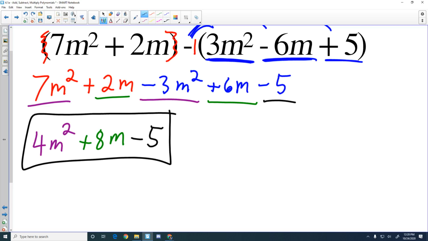And boom, that's simplified. I can't combine like m squareds with m's because while it's the same variable, it's not the same exponent. Those two variables represent two different quantities, right? Like if m were 7, then this would be a 7, but m squared would be 49. And clearly 7 and 49 are completely different quantities. So you cannot combine terms if their variables have different exponents.